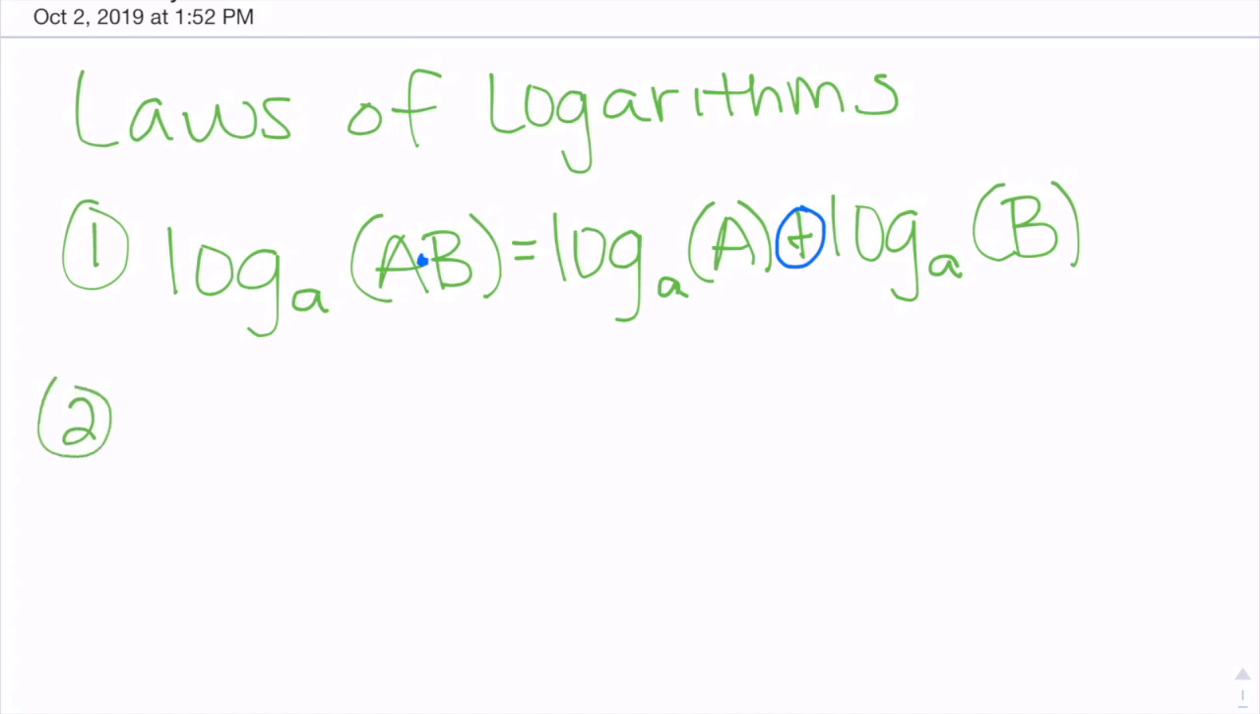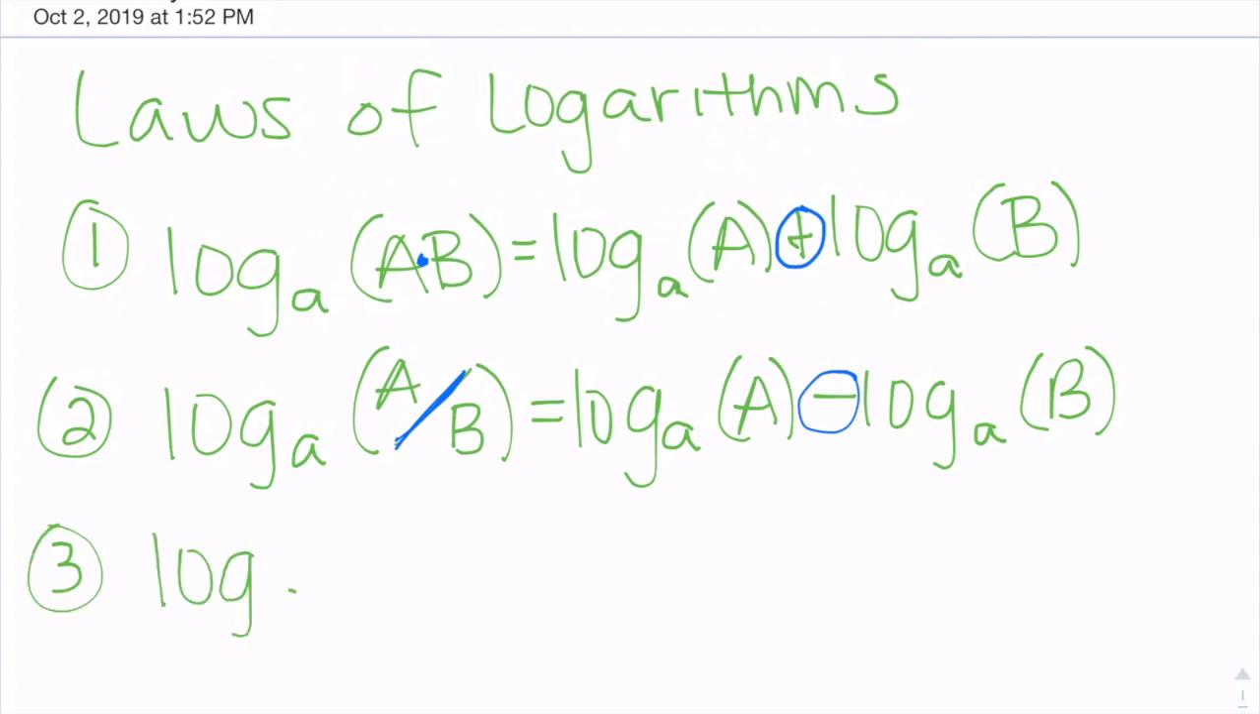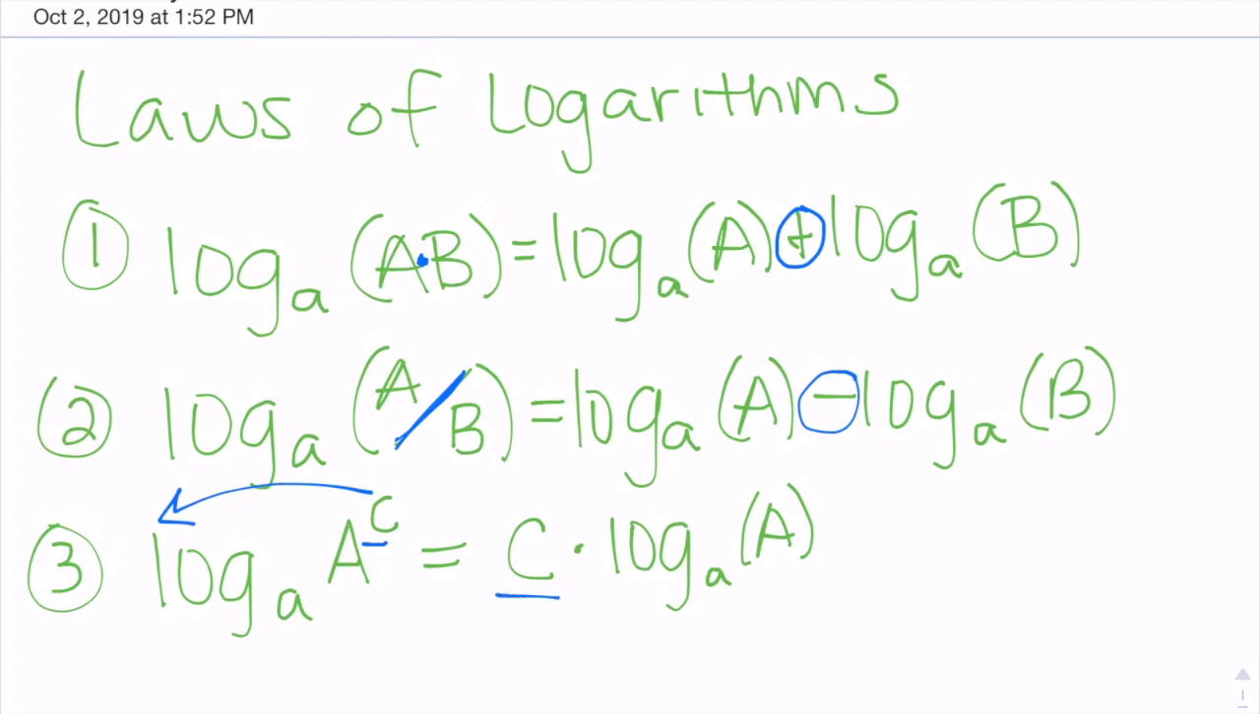The second one is log base A of A divided by B equals log base A of A minus log base A of B. And so whenever you have this division here, you expand using subtraction. And then the third one is log base A of A to the C power equals C times log base A of A. And so whenever you have this exponent up here, you move it to the front to make it multiply by your logarithm.